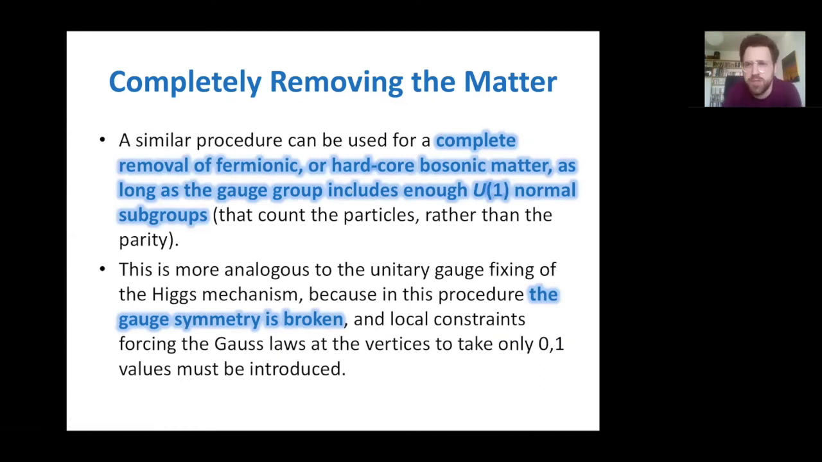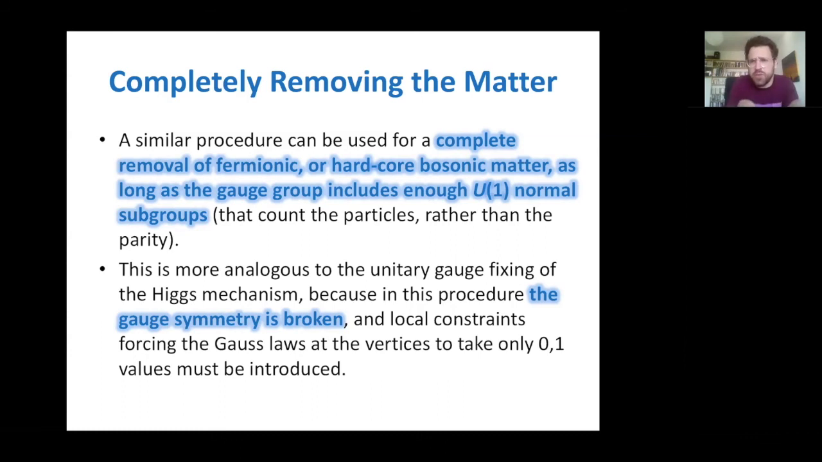Now we can do a similar procedure. We can move one step further to completely eliminate the matter, which is either fermionic or hardcore bosonic, doesn't matter, if the gauge group includes enough U(1) normal subgroups that will count the particles rather than the parity. Then we can write similar controlled operations that get rid of the matter field. And this is very similar to how the matter field is eliminated in the Higgs case. However, in the Higgs case, we had an infinite ladder of charges on site, and therefore we didn't have any constraint on the divergence of the electric field. Here, the divergence of the electric fields always equals 0, 1.